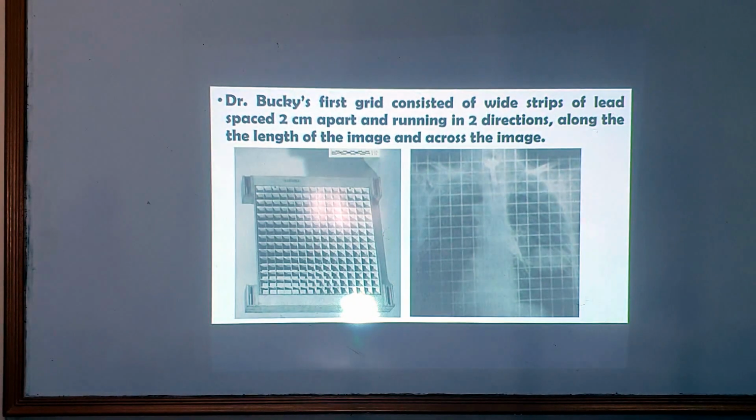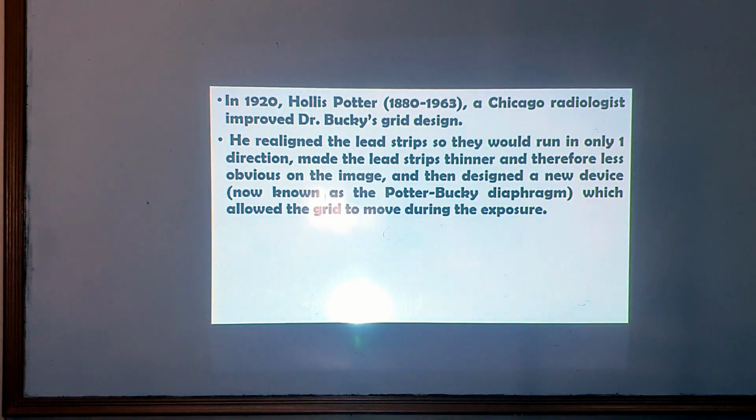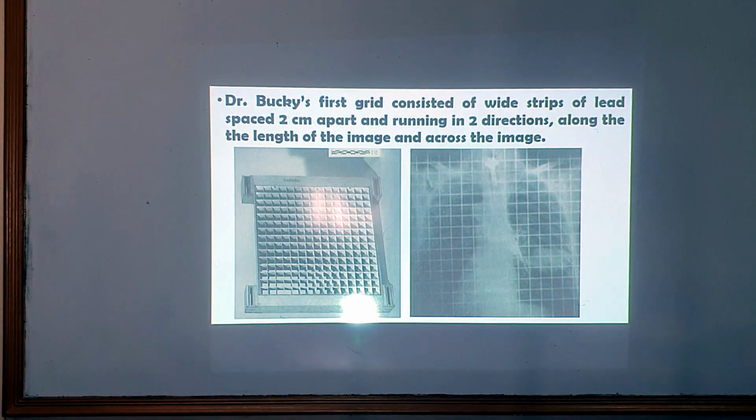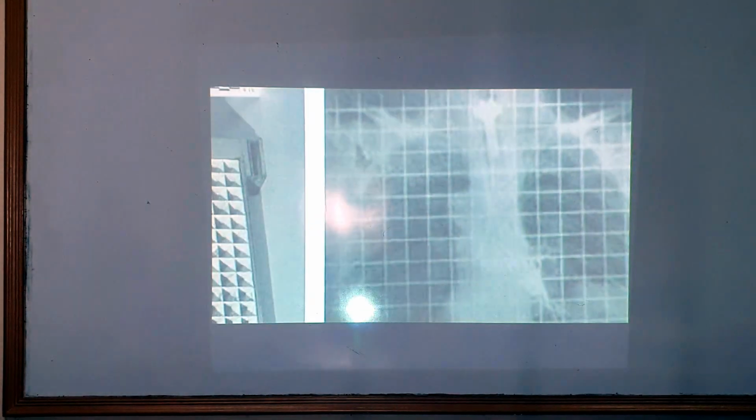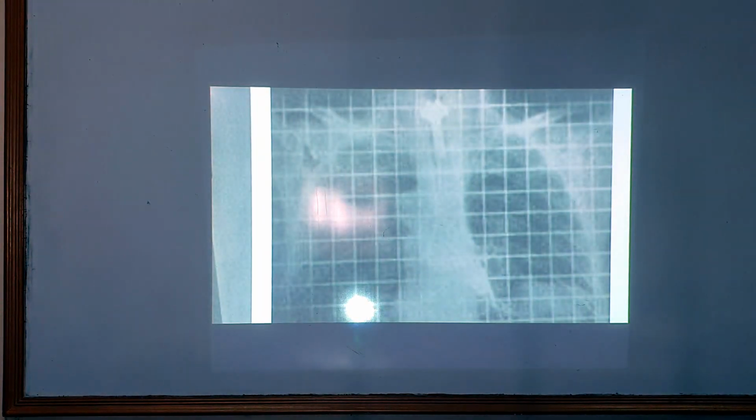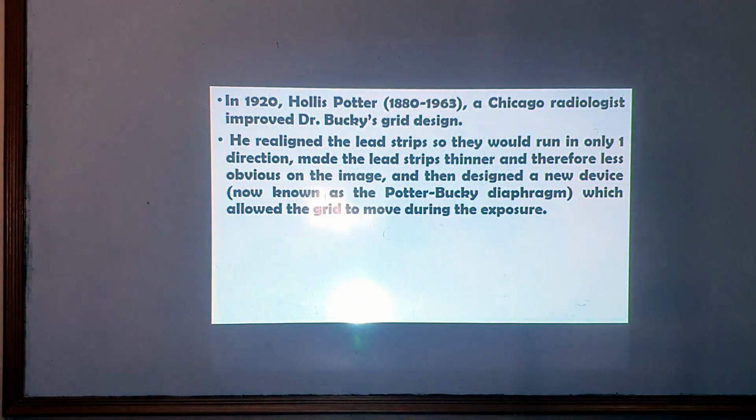There you go. So, in 1920, Hollis Potter, who is a Chicago radiologist, improved Dr. Bucky's grid design. Why, sir? It's because if he will not improve it, guys, we will have all of these markings for all of our radiographic images. So that's why Hollis Potter improved that design.